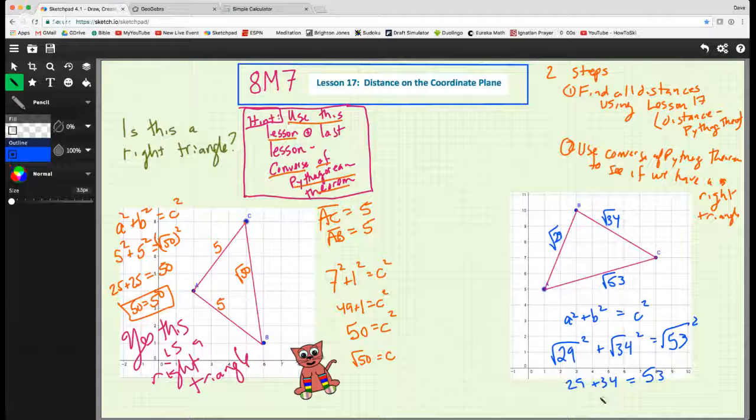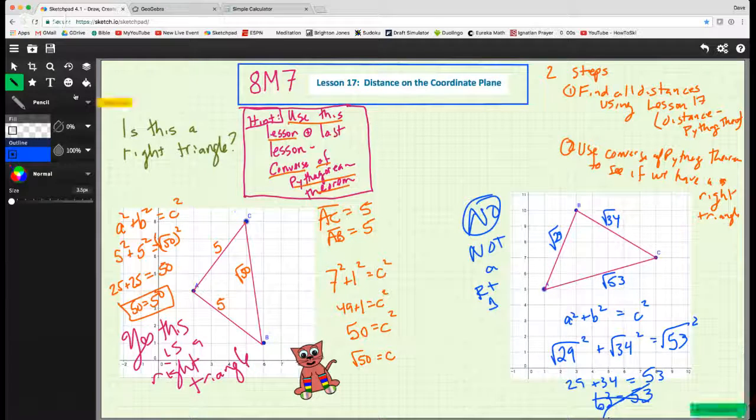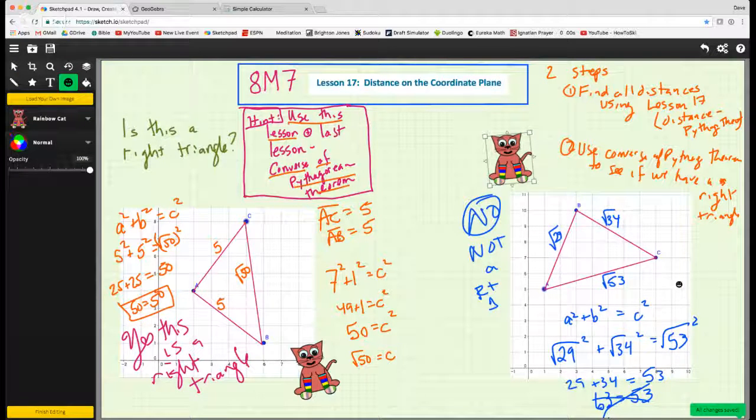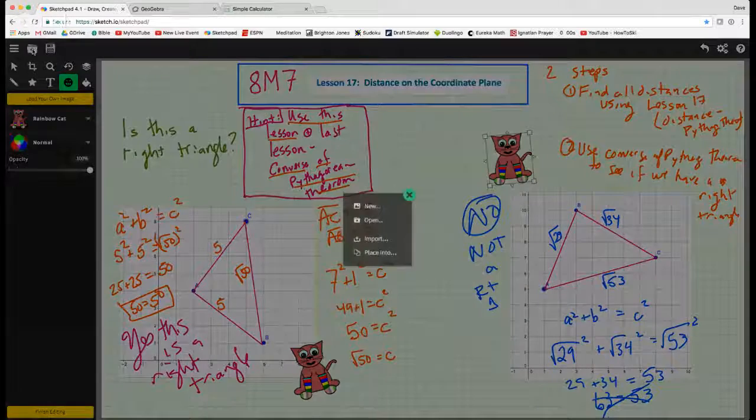Well, let's see. No, it equals 63. Since 63 does not equal 53, the answer is no, this is not a right triangle. Just because the answer is no, we can still give ourselves a happy cat because we got the right answer, proving, of course, that this is not a right triangle.